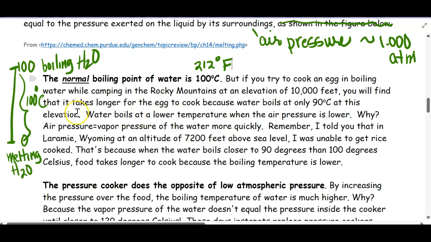Water boils at a lower temperature when the air pressure is lower. Why? Because the vapor pressure of the water reaches air pressure faster. Remember I told you that in Laramie, Wyoming, at an altitude of 7,200 feet above sea level, I was unable to get rice cooked. That's because when the water boils closer to 90 degrees than to 100 Celsius, food takes longer to cook because that boiling temperature is lowered. Aren't we mostly cooking food in water when you think about it? Even in microwaving, the microwaves are heating the water molecules in our food.